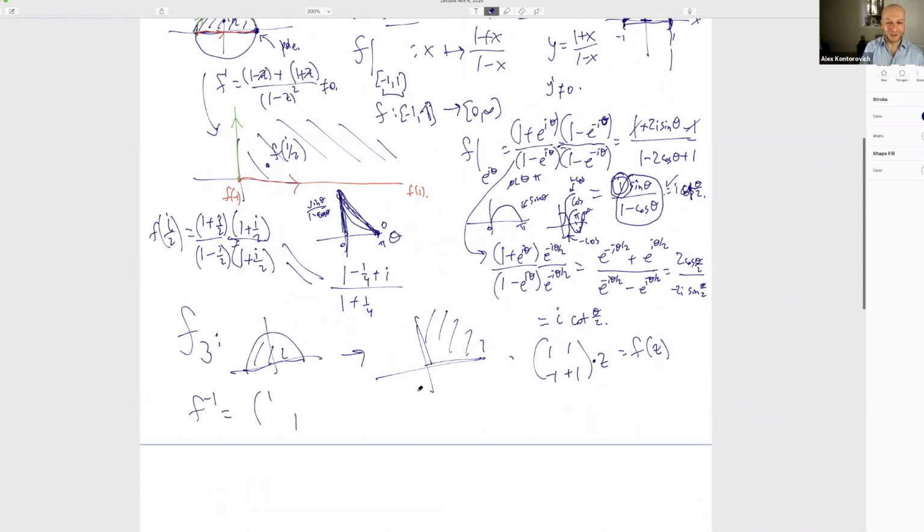So f inverse, I just read it off. I switch the diagonals, I negate the off diagonals, and I would divide by the determinant, but we're in PGL2, so the determinant doesn't do anything. So f inverse sends z to z minus 1 over z plus 1. And this is well defined unless z equals negative 1.